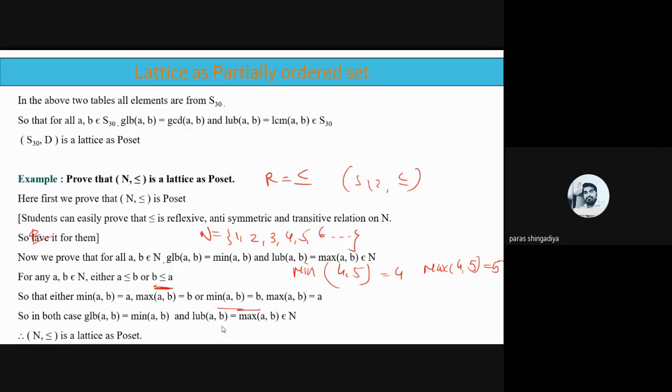For every possibility, what is the answer? The answer is here A and B, either it is A, otherwise it is B, as a minimum, otherwise as a maximum. So it belongs to N again, and therefore we can say that the GLB of AB and the LUB of AB belong to N, and if this is verified, then we can say that N with less than or equal to is called a lattice as a poset. So this is the solution of this question.